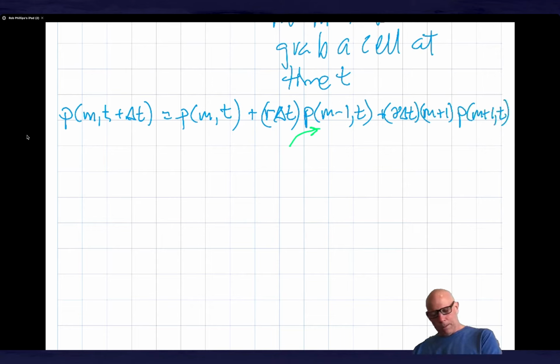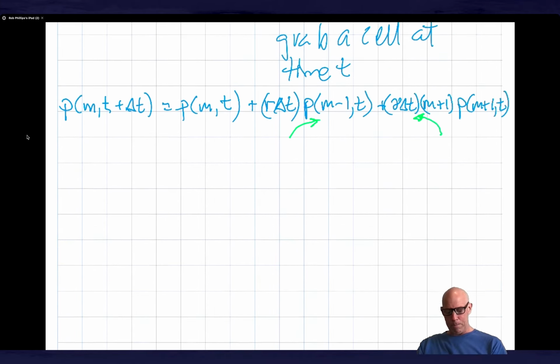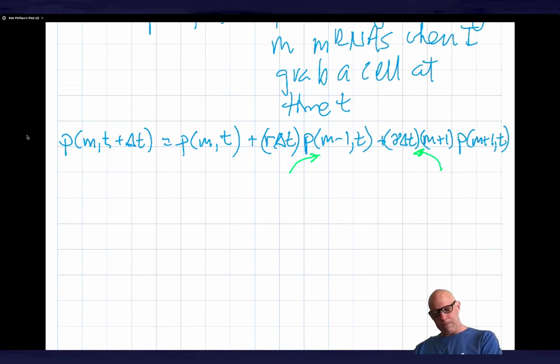Now what's this all about? I'm going to give this a green arrow because it increases the skyscraper at m, and that corresponds to this arrow. So if I'm currently at m plus 1 and I degrade in the next instant, I become an m. That means I went from being an m plus 1 to being an m, and that means I increased the quantity of m. So that's what that one is about.